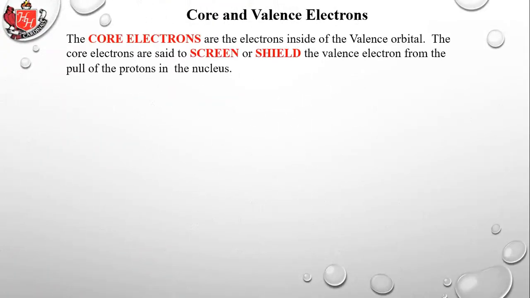Core electrons are the electrons inside of the valence orbital. So remember, the valence orbital is the outside orbital, whatever the outside orbital for that atom happens to be. For lithium, it would be the second orbital. So core electrons would be any electrons that are in the first orbital, anything inside the valence orbital. So the core electrons are said to screen or shield the valence electrons from the pull of the protons in the nucleus.